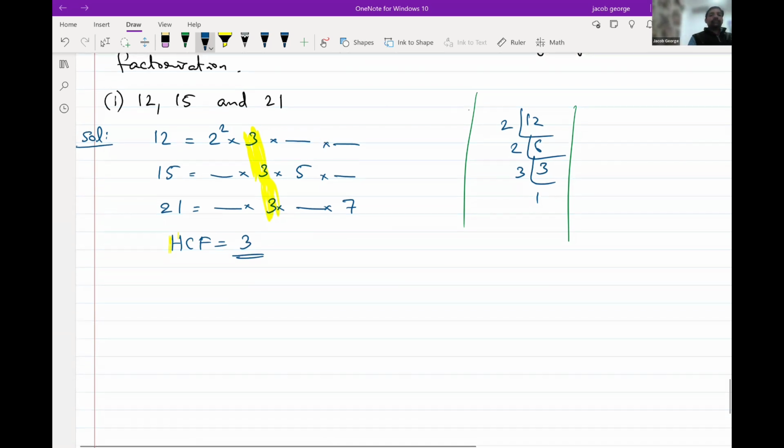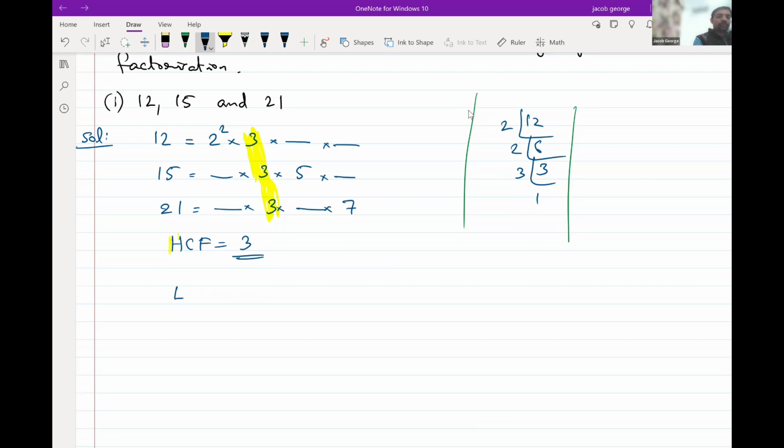Next, LCM. For LCM, we have to multiply each and every prime. What are the primes to be multiplied from the first one? Next one, 3. Next one, multiply. 2 square into 3 into 5 into 7. Please do the multiplication.